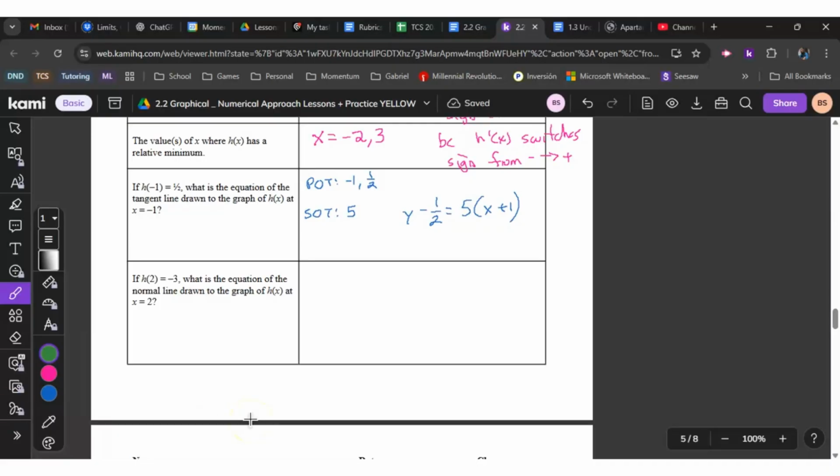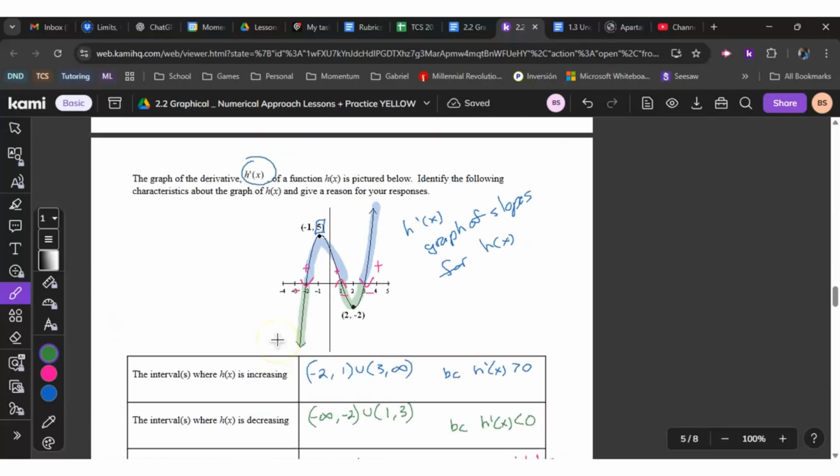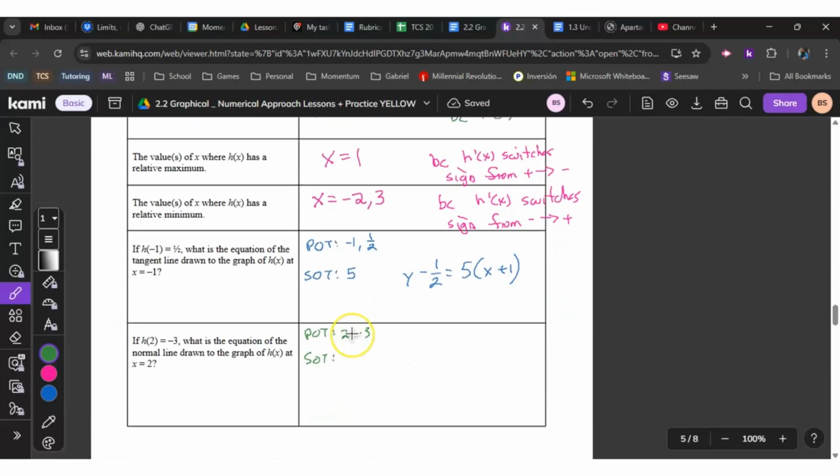And the next one now, right? The next one's actually pretty easy. If the slope was, oh no, we got to find the slope. Never mind. Okay, so I've got a POT. And my POT is 2, negative 3. And let's find the SOT. I don't need it, but I do kind of need it. So the SOT at 2, let's go look. It's negative 2. Which means that what's the slope of the normal line?